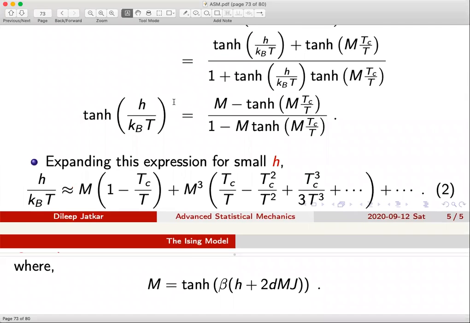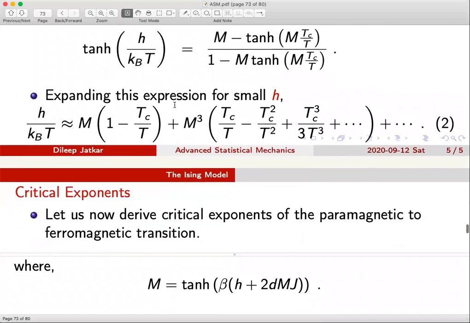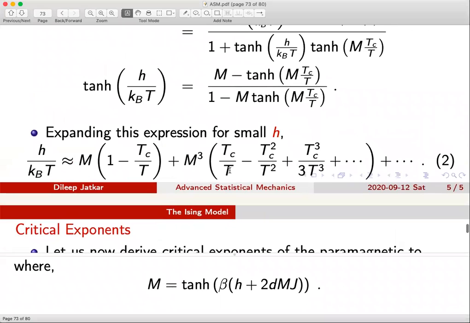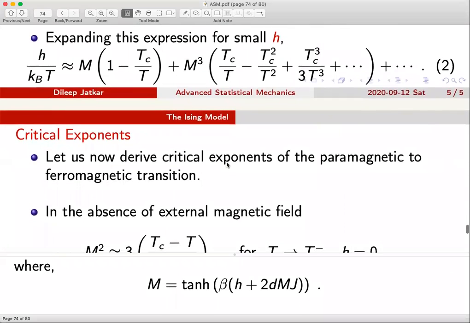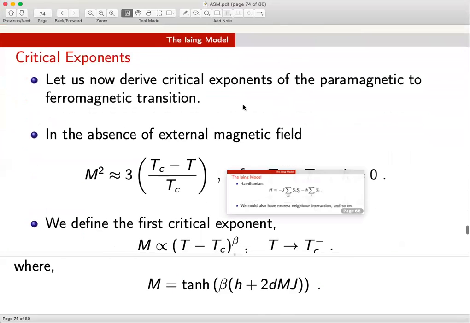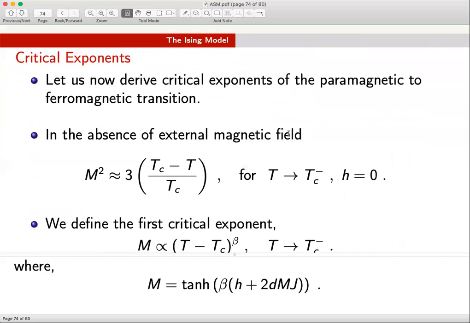Okay, so now we will use this relation and study the behavior of the system in the neighborhood of the critical point. And that study is what is called computing critical exponents. Now these objects are called critical exponents because we are studying the behavior of the system in the neighborhood of the critical point. That is how it acquires this name.